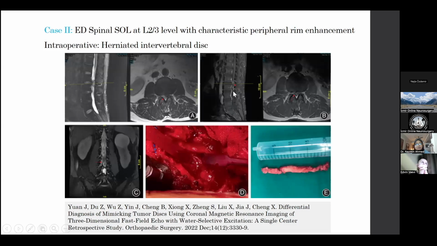If we look at the contrast, I have marked the contrast images. It exhibits peripheral rim enhancement. So it can be a cystic schwannoma or something like that. From imaging, our impression was like that. But the author intraoperatively detects a huge herniated disc.